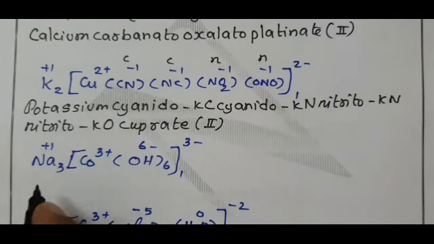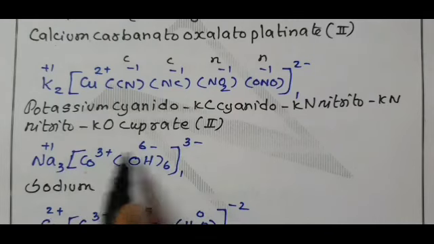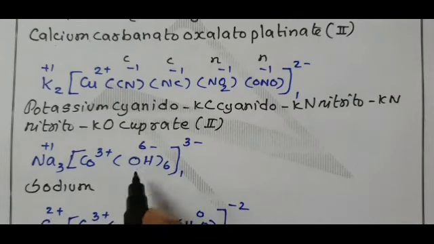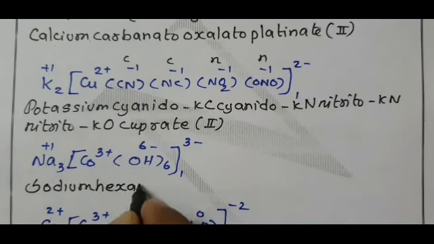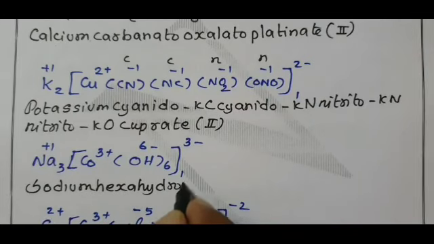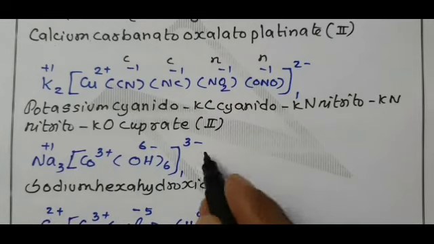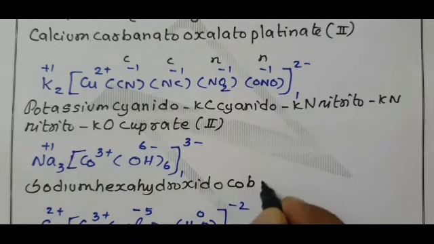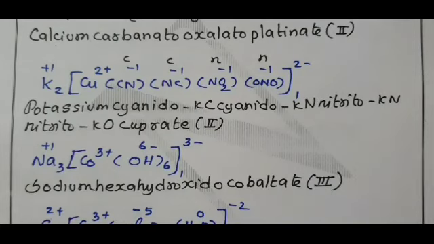Sodium, here we have sodium, therefore sodium, positive cation name first followed by the anion, our coordination sphere. Our ligand is hydroxido. How many ligands? 6 ligands. Therefore, hexahydroxido. Cobalt anionic complex, therefore the name ends with cobaltate. Oxidation state of cobaltate is 3. Roman numeral we have to indicate in the name.